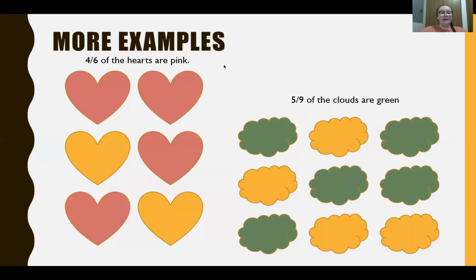Here are some more examples. So 4 of the 6 hearts are pink. So we've got 1, 2, 3, 4, 5, 6 hearts total, and 4 of those 6 are pink. So that means the fraction of the whole that are pink is 4/6.